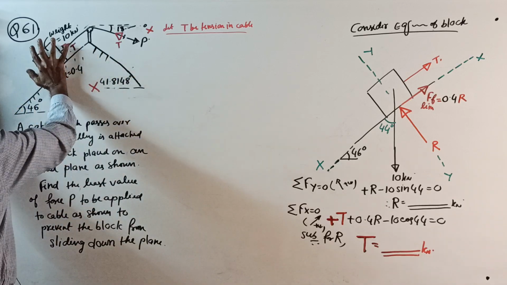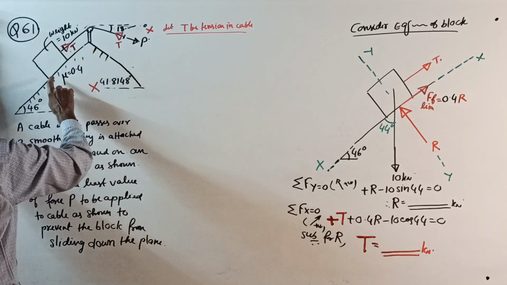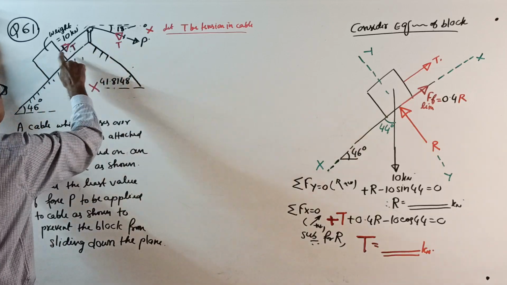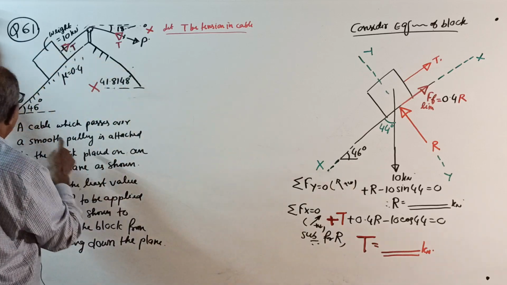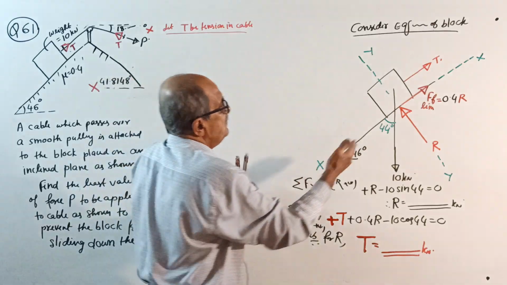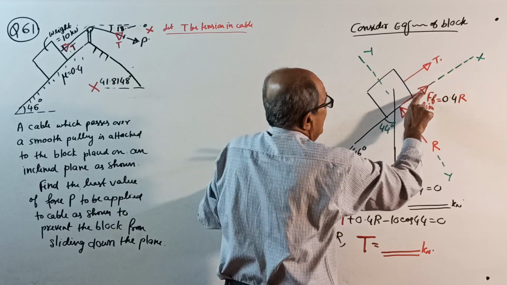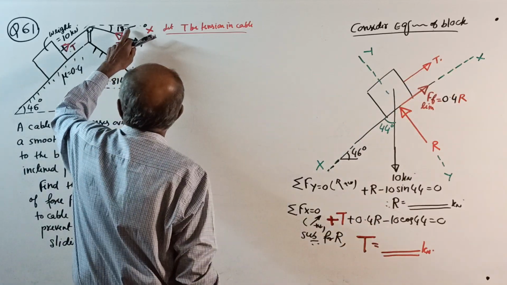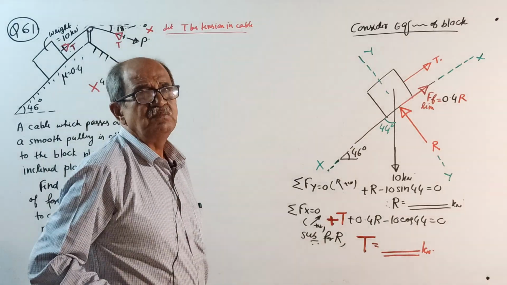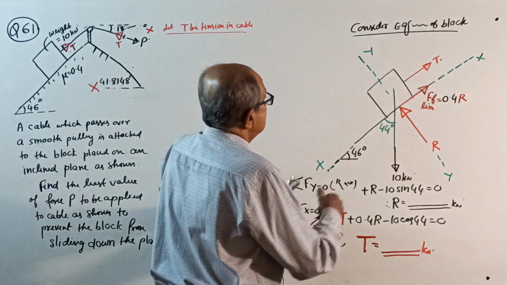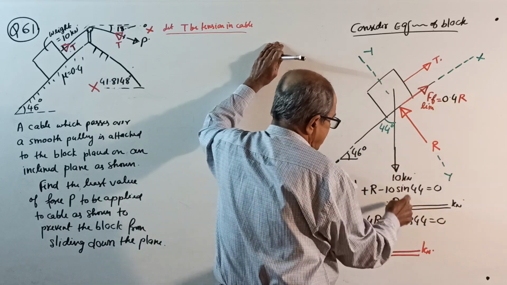Later, when you consider equilibrium of the block, you do one thing, write this much. Consider equilibrium of the block. R, 10 kilonewton, 46 degrees. So this is your X and Y, 44 degrees, tension T and F. This 18 point something and also 41.8148 will not come. When it comes, we will worry about it. Start. Sigma Fy equals 0: plus R minus 10 sine 44 equals 0.